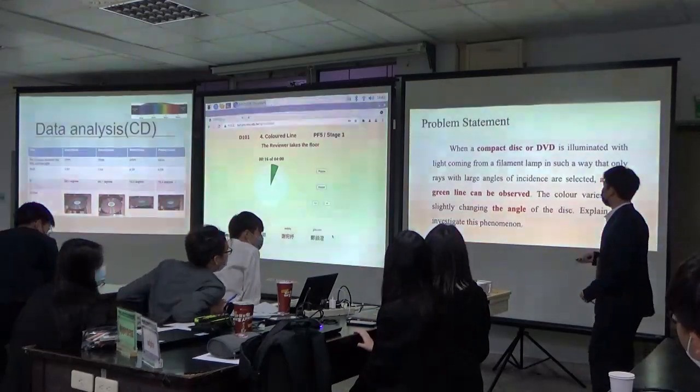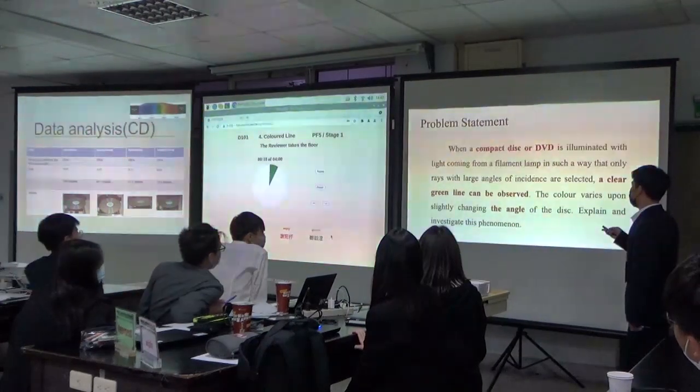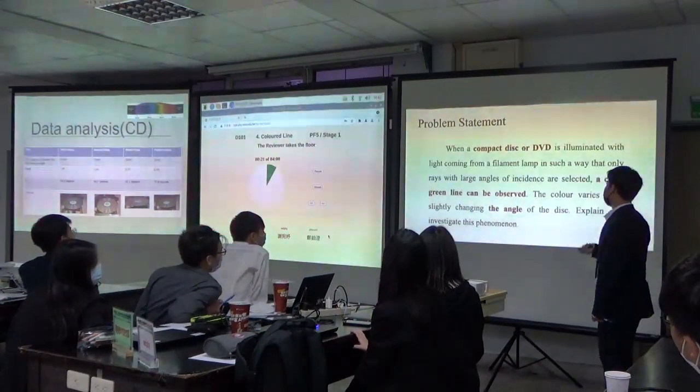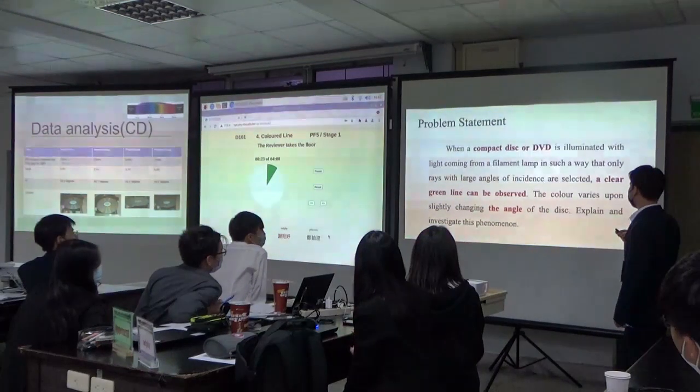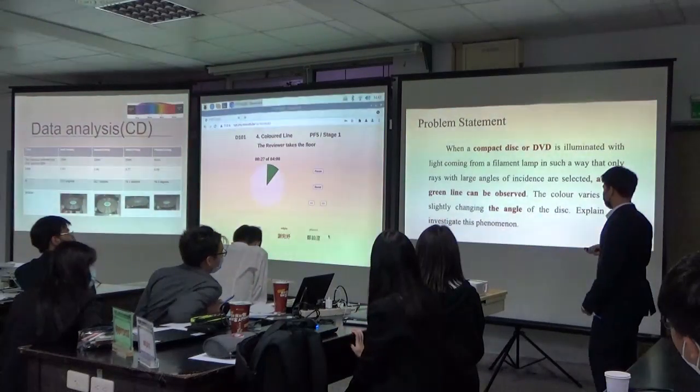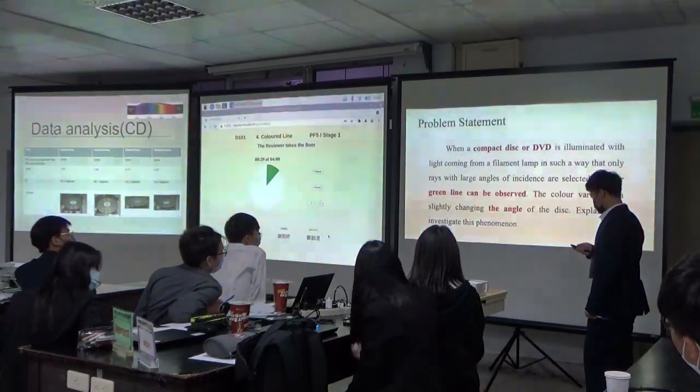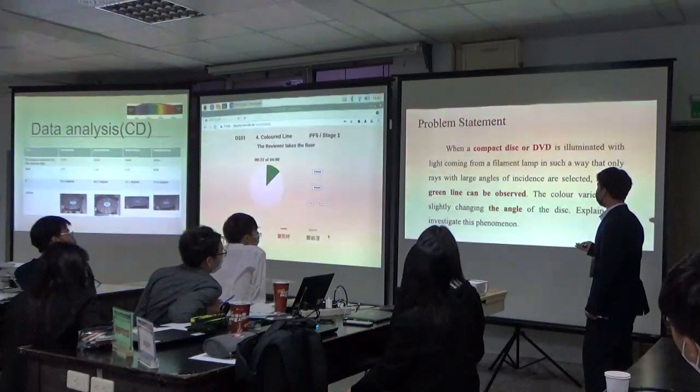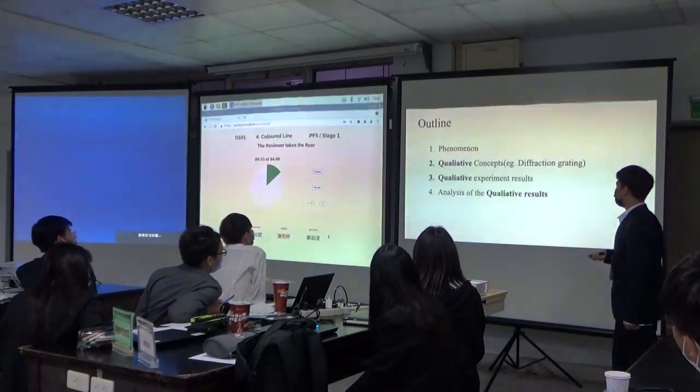Okay, this is the problem statement. I have some key points. It's a complex CD/DVD, and a green line can be observed, and the angle of the disc is the key point of this problem. Okay, this is all.